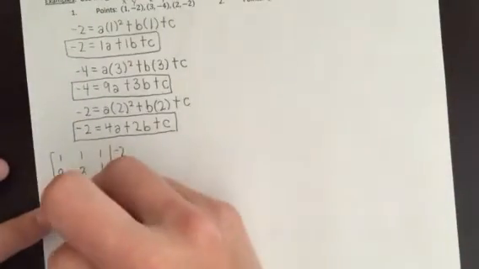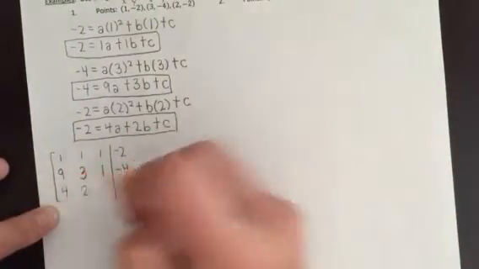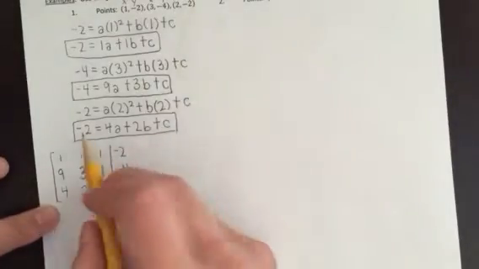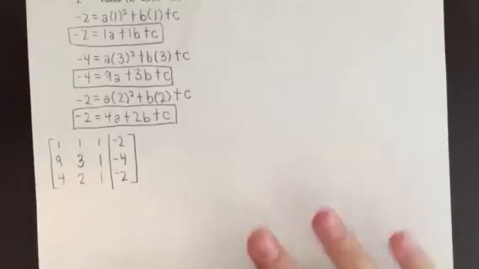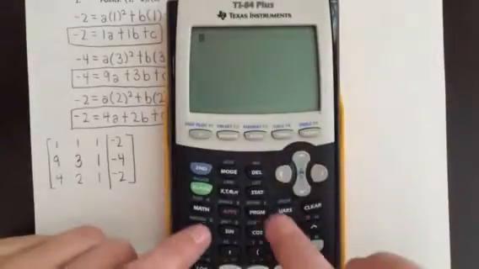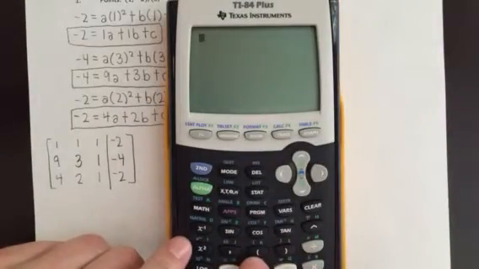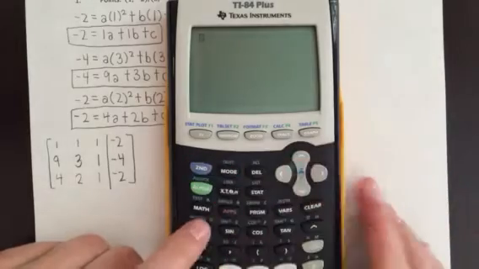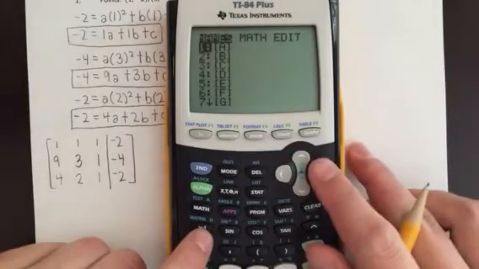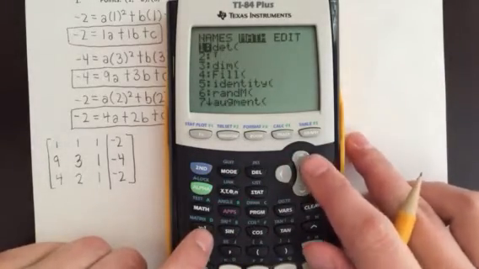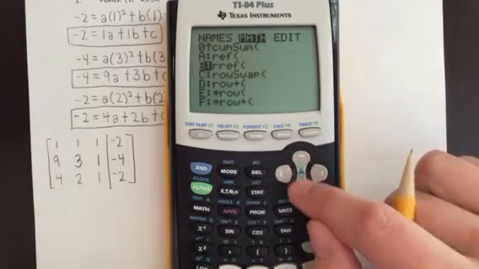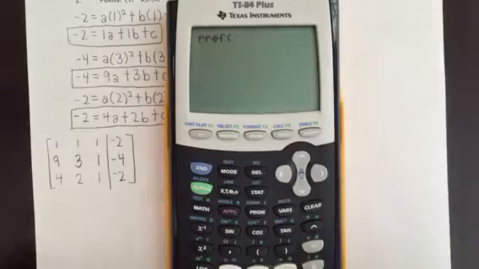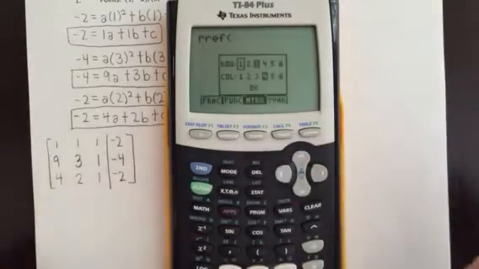And then here a is 4, b is 2, and c is 1, and it equals -2. So then I'm going to utilize the Rref, remember, reduced row echelon form. So that is, where is that at? That is second matrix, and it is over here in math. And then you're going to scroll up until you see the Rref, reduced row echelon form, and then alpha zoom.